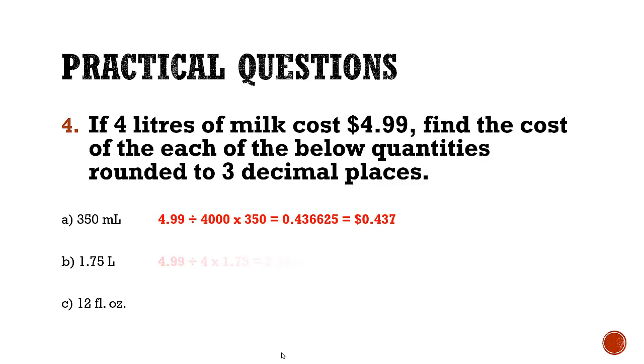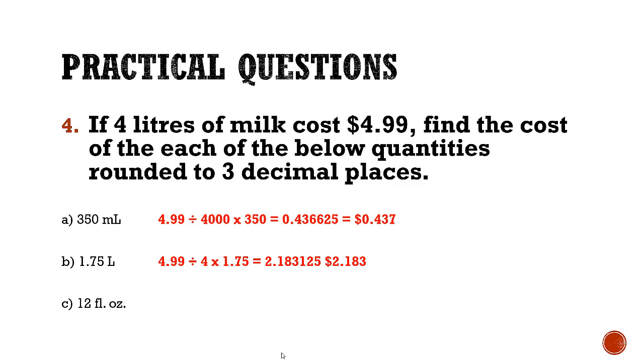Cost hasn't changed. We paid $4.99. So let's divide that by 4 because it got us 4 liters. And the result of the $4.99 divided by 4 is going to be the cost of 1 liter. Now that we know the cost of 1 liter, we multiply it by the amount of liters we want, 1.75, and we get a rounded answer of $2.183 for 1.75 liters. And then finally into ounces.